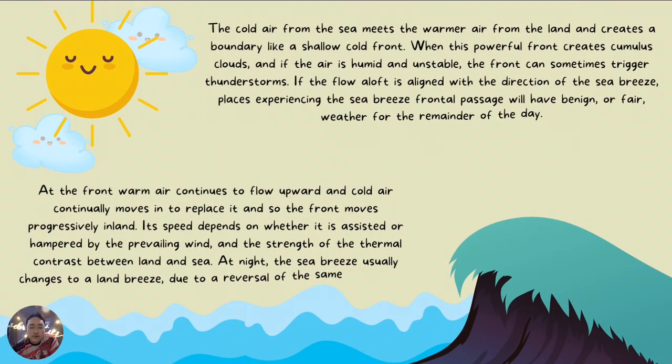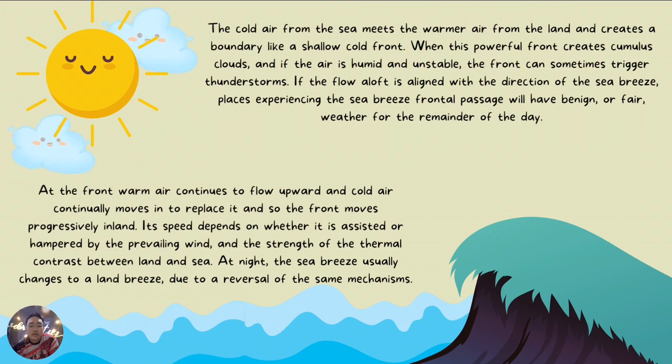So when the cold air from the sea meets the warmer air from the land and creates a boundary like a shallow cold front, this powerful front creates cumulus cloud, and if the air is humid and unstable, the front can sometimes trigger thunderstorms. If the flow aloft is aligned with the direction of the sea breeze, places experiencing the sea breeze frontal passage will have benign or fair weather for the remainder of the day.